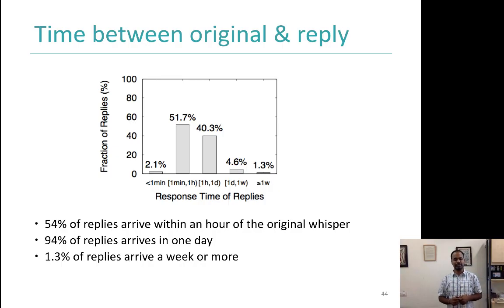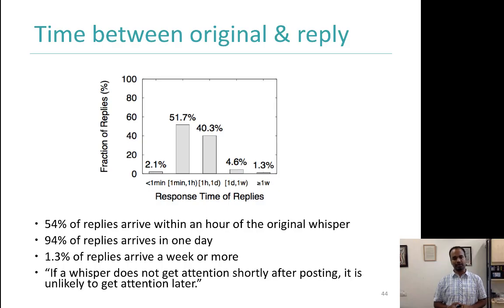54% of replies arrive within an hour of the original whisper. You can add the first 2 bars, which is less than 1 minute and 1 minute to 1 hour, and this will show you 54%. 54% of the replies arrive within 1 hour. 94% arrive within 1 day. Basically, it shows that if they don't get a response in 1 day, they don't get it. More than half of them get a response within 1 hour. 1.3% of replies arrive a week or more later. That's the last bar in the graph.